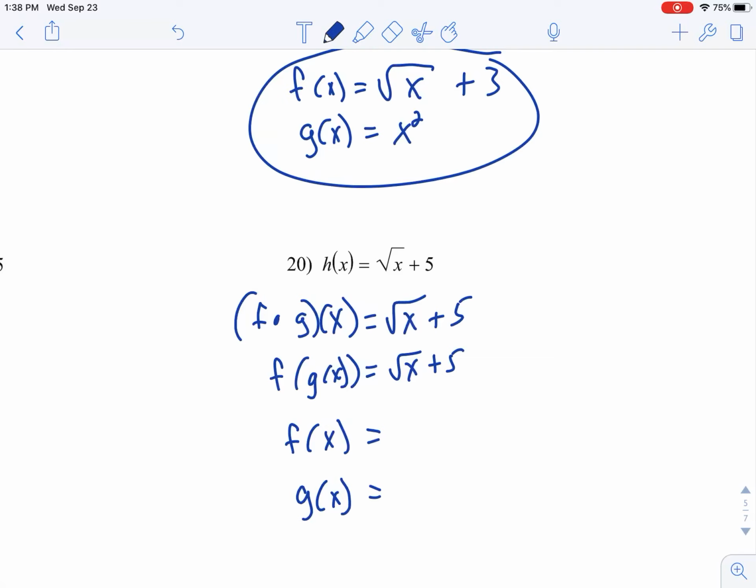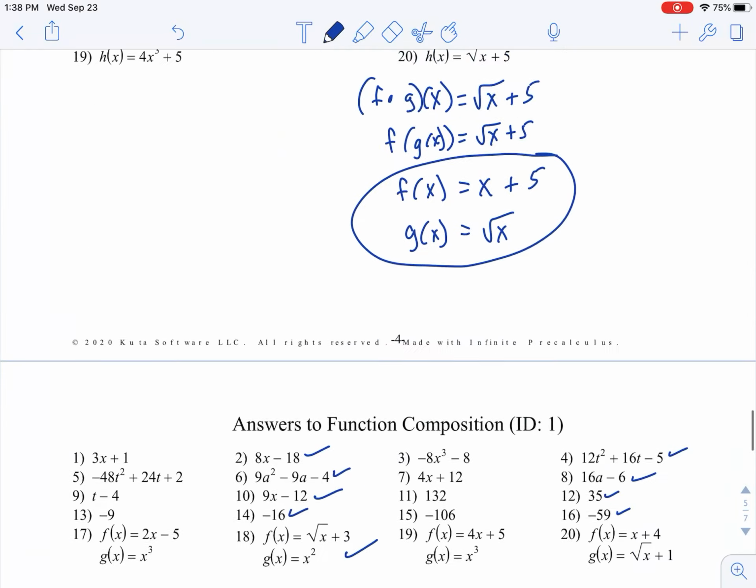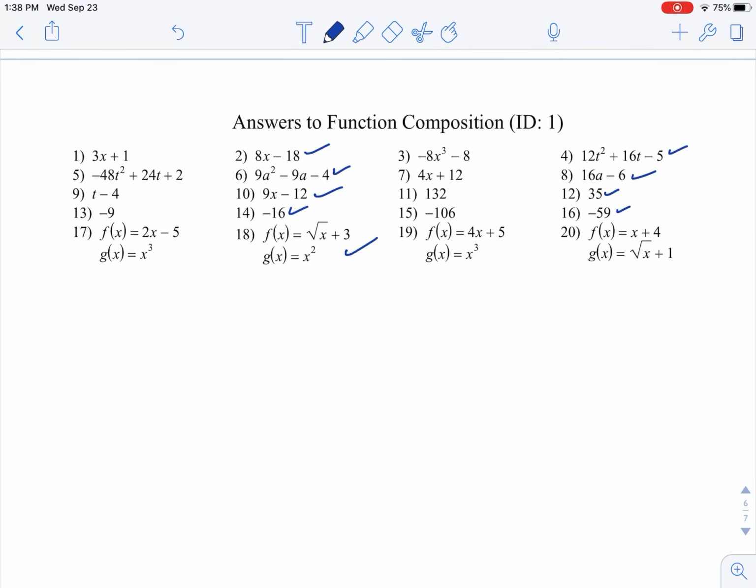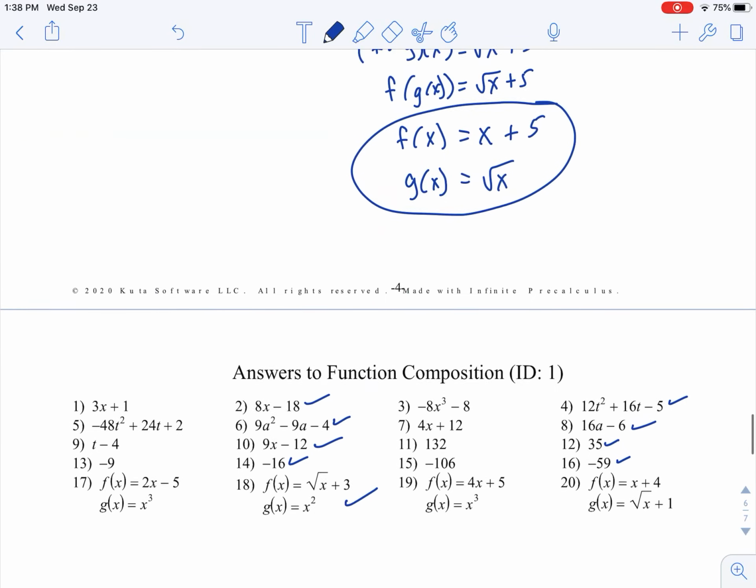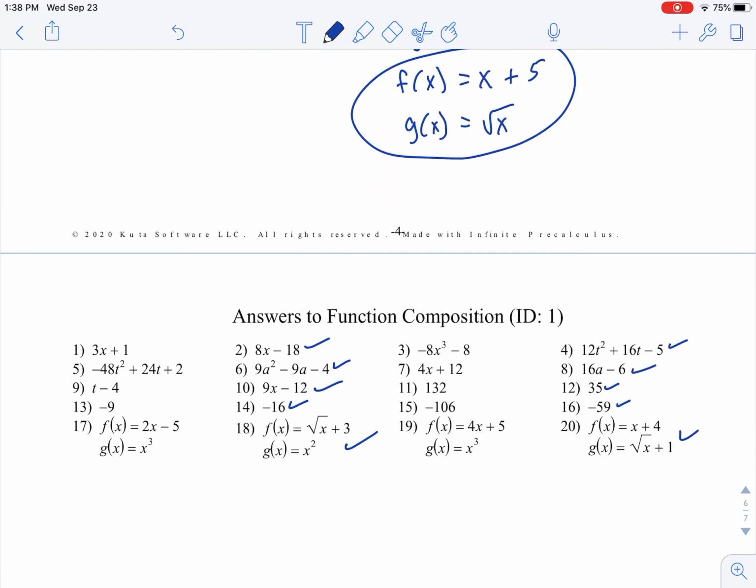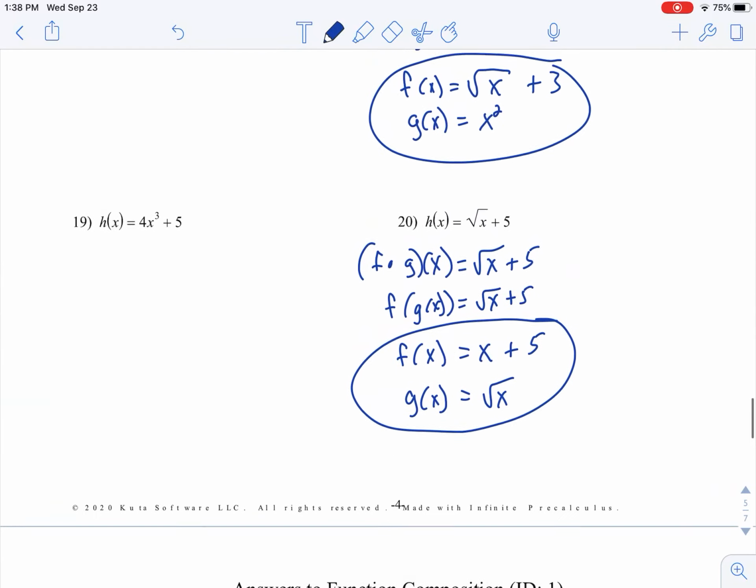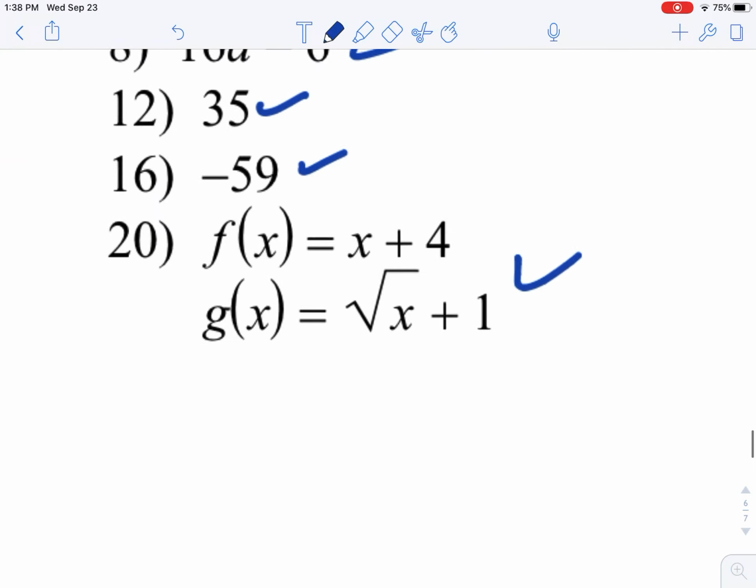So just kind of an intuitive thing, you got to figure it out. To me, I kind of see, okay, f of x is like your x plus 5, and g of x is your square root of x. If you plug this in right here, it'll turn into that. So I'm saying this is my answer. Whoa. Oh, nope, they have a completely different answer. Mine is still right, but let's look at their answer.